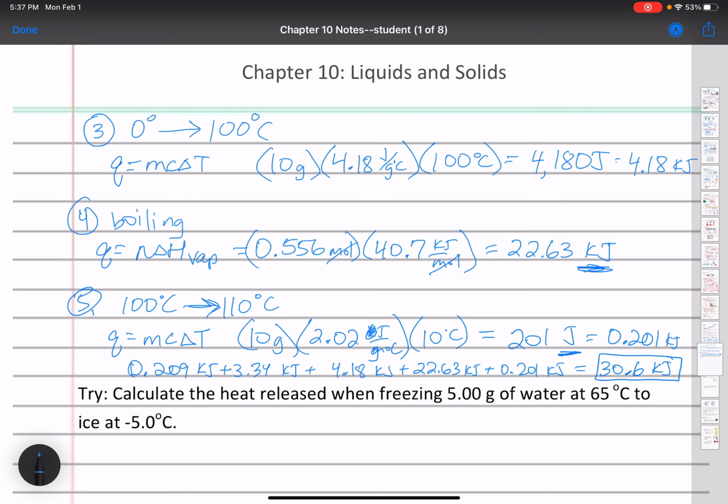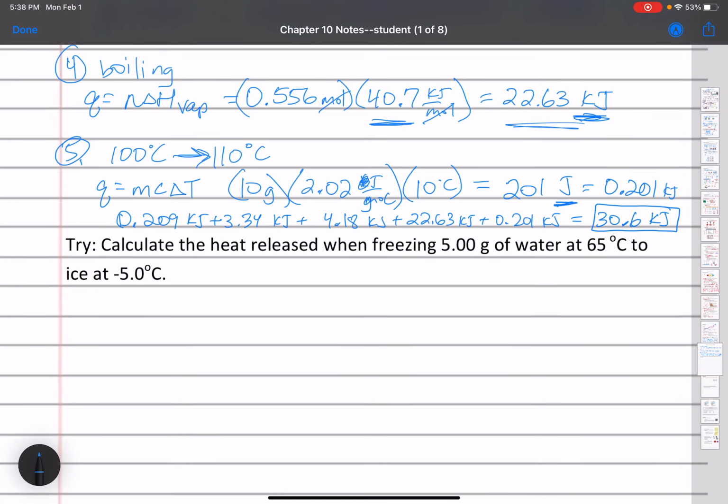The step that cost the most energy was this one, boiling. Boiling costs a lot of energy, and that's because water has a very high specific heat, and it has a very high heat of vaporization. Okay, so this is another one for you to try. A good idea is to pause the video here, work it, and then see if you can work out the same answer that I get.